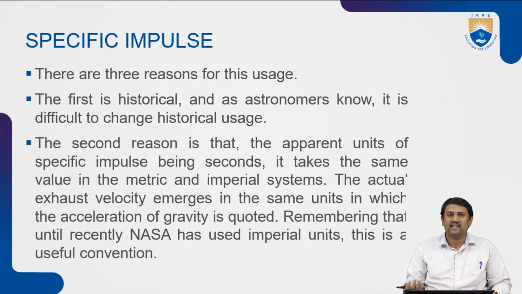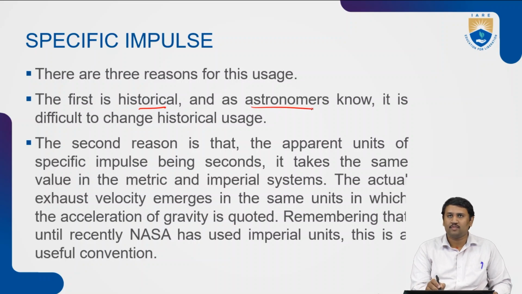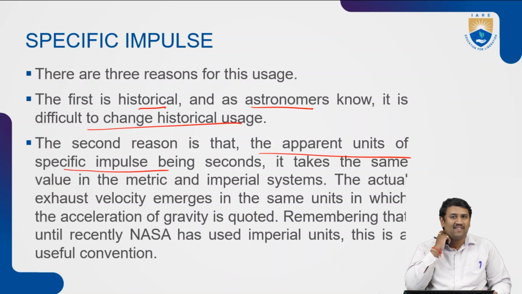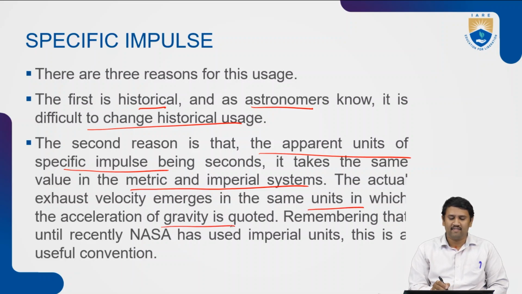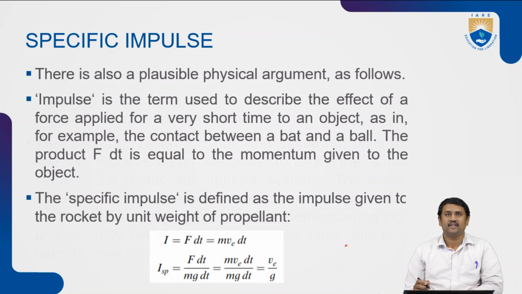And there are three reasons to use this. First one is historical. As the astronomers know, it is difficult to change historical usage. And the second reason is that the apparent units for specific impulse being seconds, it takes the same value in the metric as well as the imperial systems. So the actual exhaust velocity emerges in the same units in which the acceleration of gravity is quoted. Remembering the same, recently NASA has used imperial units, and this is a useful convention.